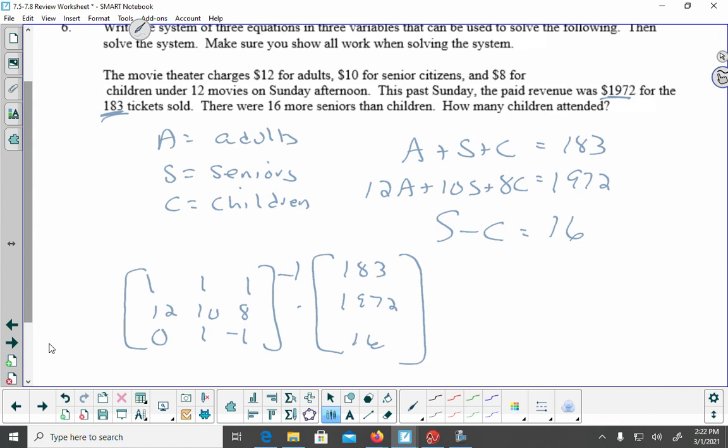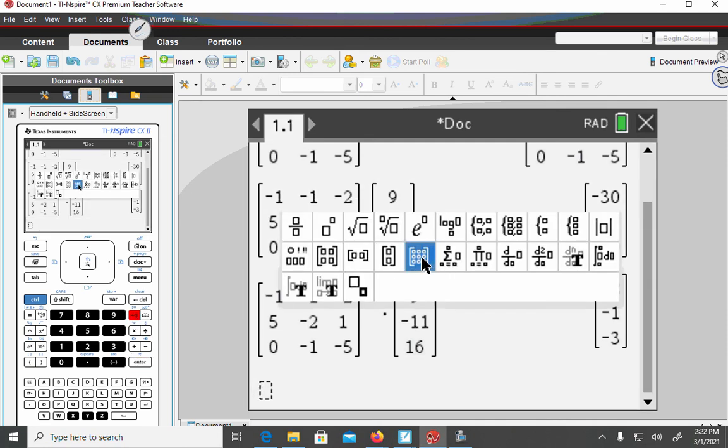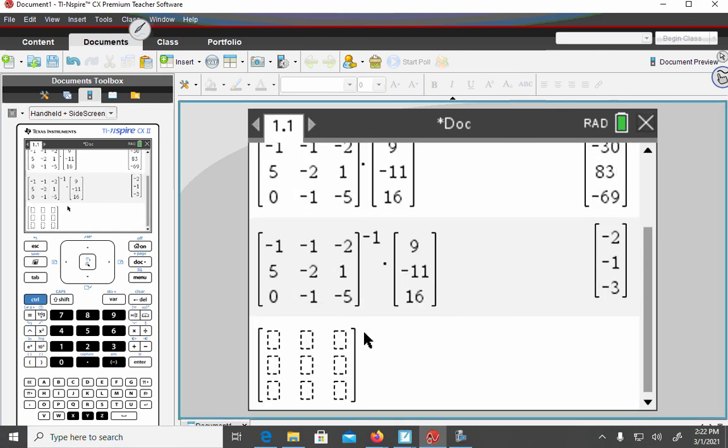Now, if I had to do it by hand, I would probably take row 1 and row 2 and eliminate my A, and then this one I already have my A eliminated. But I don't have to do it by hand, so I'm not going to even think about it. So now I'm going to do a 3 by 3 matrix. And then my coefficients are 1, 1, and 1, 12, 10, and 8, and then 0, 1, and -1. I'm going to raise this to the -1 power.